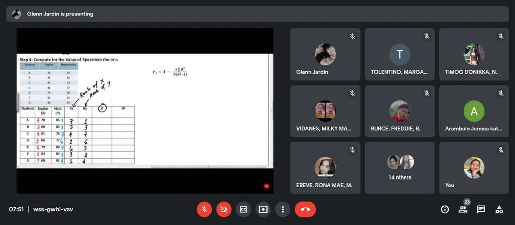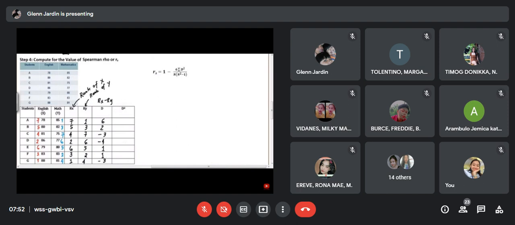Okay? Next one, guys. Pag sinabing D, difference yan. So, basically, isusubtract nyo lang yung rank nila. So, parang ano lang yan, guys. Rx minus Ry. Okay? So, 7 minus 1, ito. 7 minus 1 is 6. Okay? 5 minus 3 is 2. 4 minus 7 is negative 3. Okay? 2 minus 6 is negative 4. 6 minus 5 is 1. 3 minus 2 is 1. And then, 1 minus 4 is negative 3.